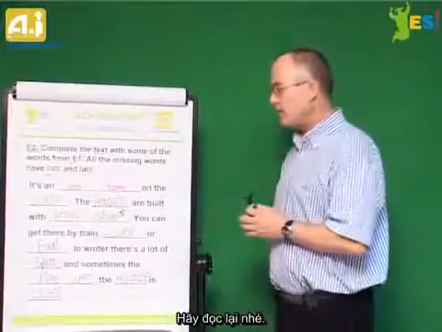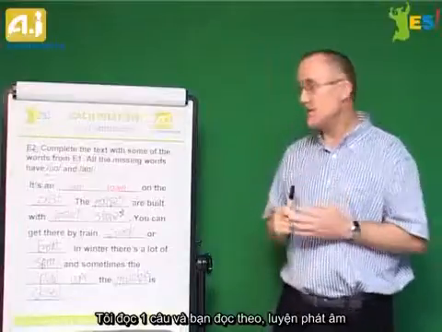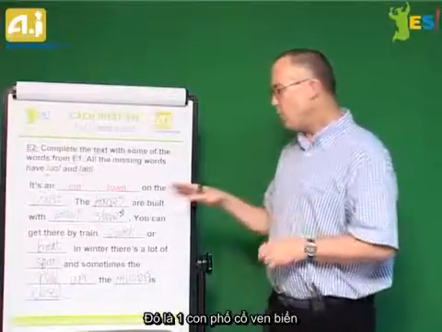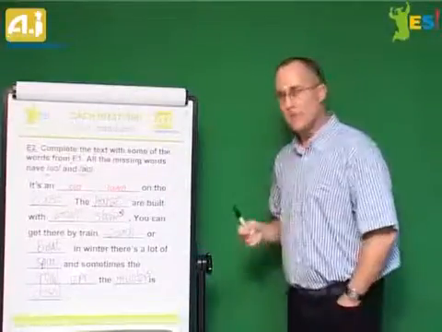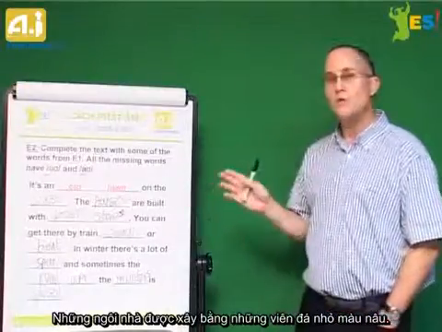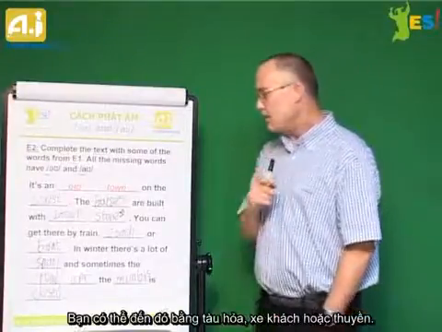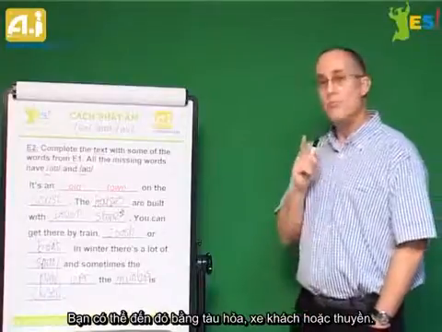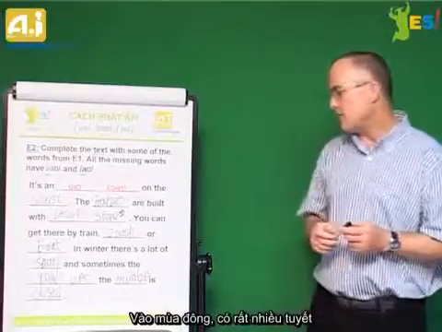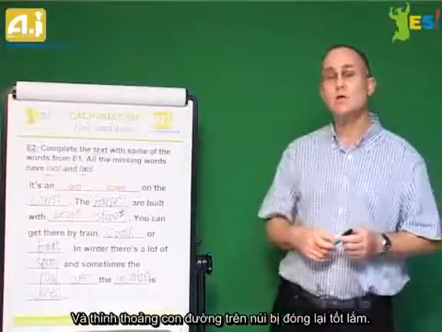Let's read it together, okay? I will say one sentence and then you say the sentence. And practice your pronunciation with me, all right? It's an old town on the coast. The houses are built with brown stone. You can get there by train, coach, or boat. In winter, there's a lot of snow, and sometimes the road over the mountains is closed.